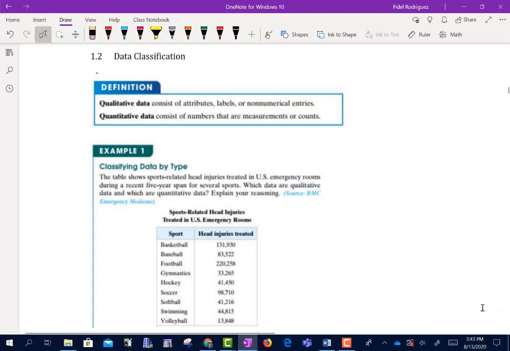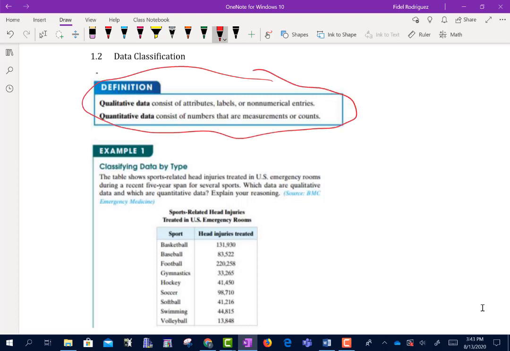All right, so the next part here in chapter 1 is 1.2, which is data classification. So we're going to talk about classifying data now. We have 2 types of data that we're going to refer to. One of them is qualitative data, and this consists of attributes, labels, or non-numerical entries. And then we're going to have quantitative data, which is numbers that are measurements or counts. Qualitative data, a lot of times, guys, are going to be names too.